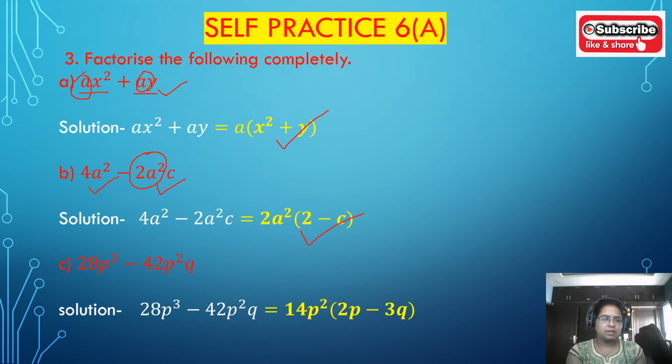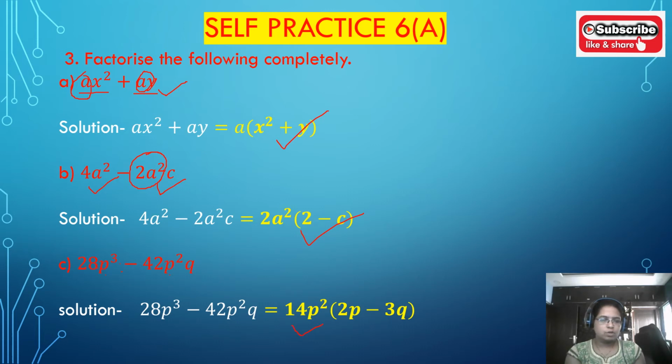C: 28p cube minus 42p square q. 28 is 14 multiplied with 2, and 14 multiplied with 3 is 42. So 14 is a common factor, and p square is p multiplied with p. Here p square is in the second term, so p square is a common factor, and in the first term there is no q, so we do not take q as a common factor. So 14p square is the common factor.